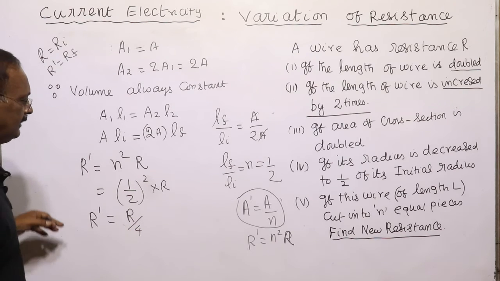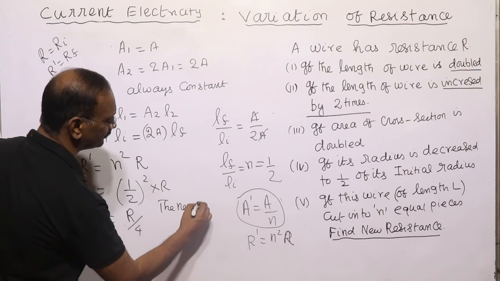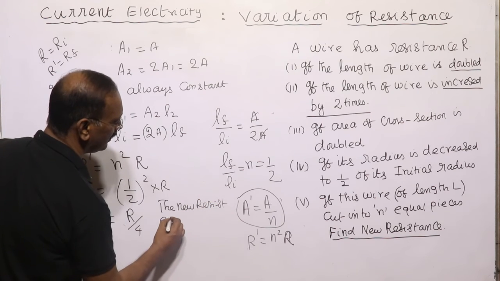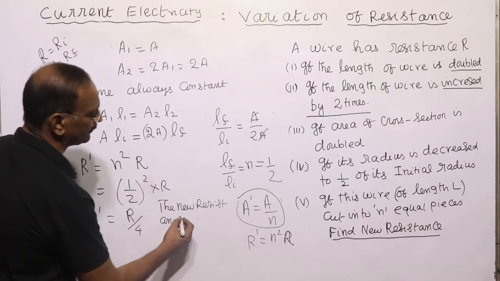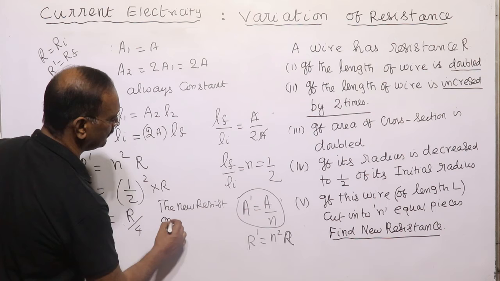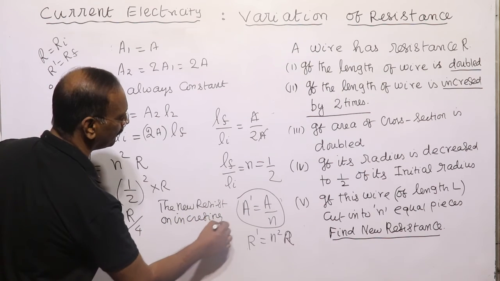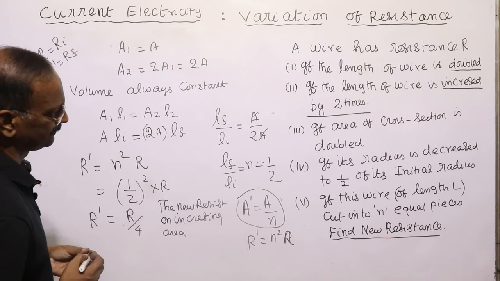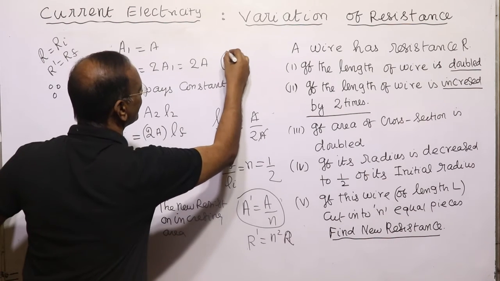It is clear that the new resistance on increasing the area by double is R by 4. The question is that the area of the cross section is doubled. This is the area of cross section.